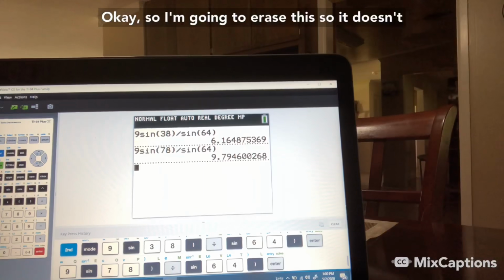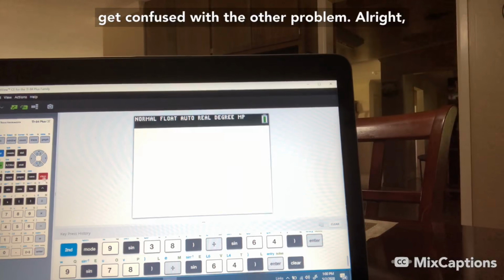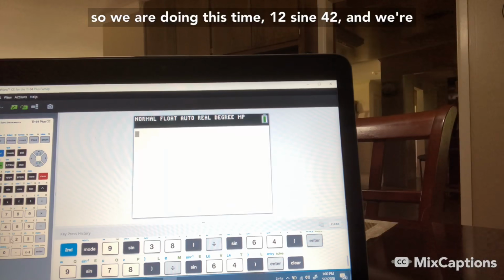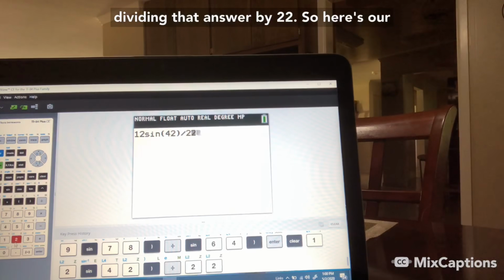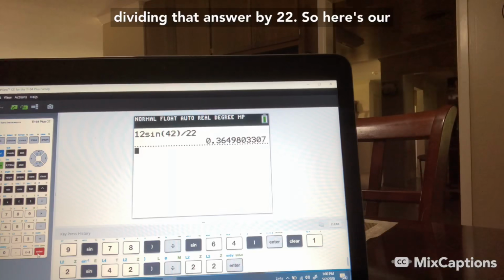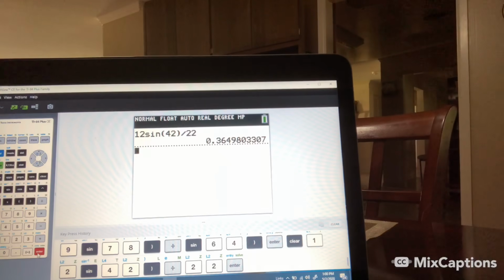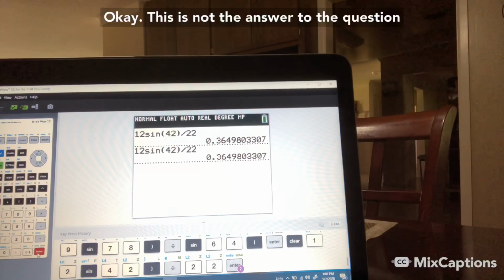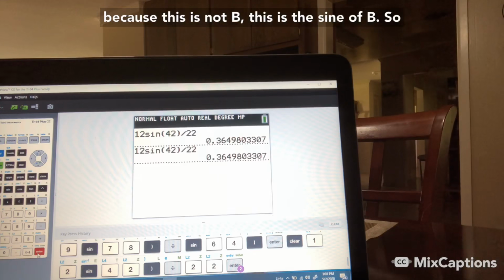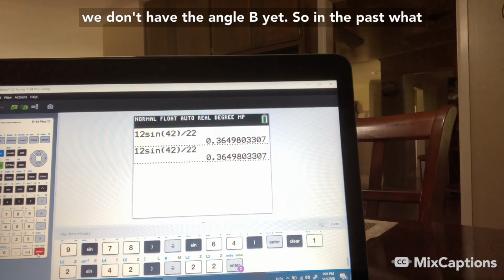Okay, so I'm going to erase this so it doesn't get confused with the other problem. All right, so we are doing this time 12 sine 42, and we're dividing that answer by 22. And so here's our answer in the calculator. Okay, this is not the answer to the question because this is not B, this is the sine of B. So we don't have the angle B yet.